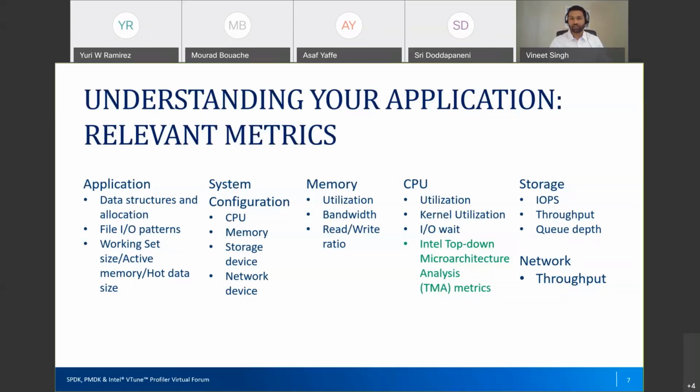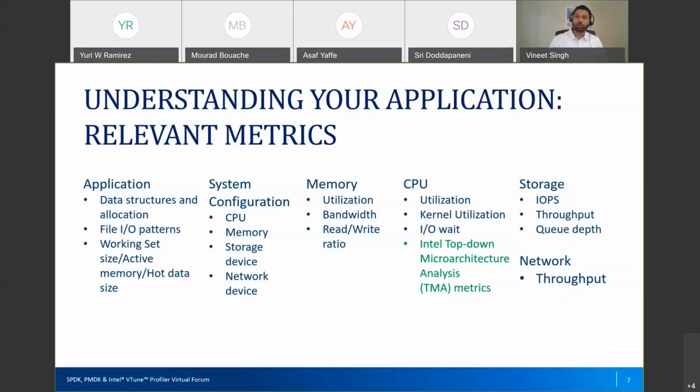Same goes for network device. In particular use cases, you need to understand that network can become a bottleneck after you switch to persistent memory. So you need to be aware of what kind of network device you're using. And for each of these components, you need to understand what is the utilization from your application.